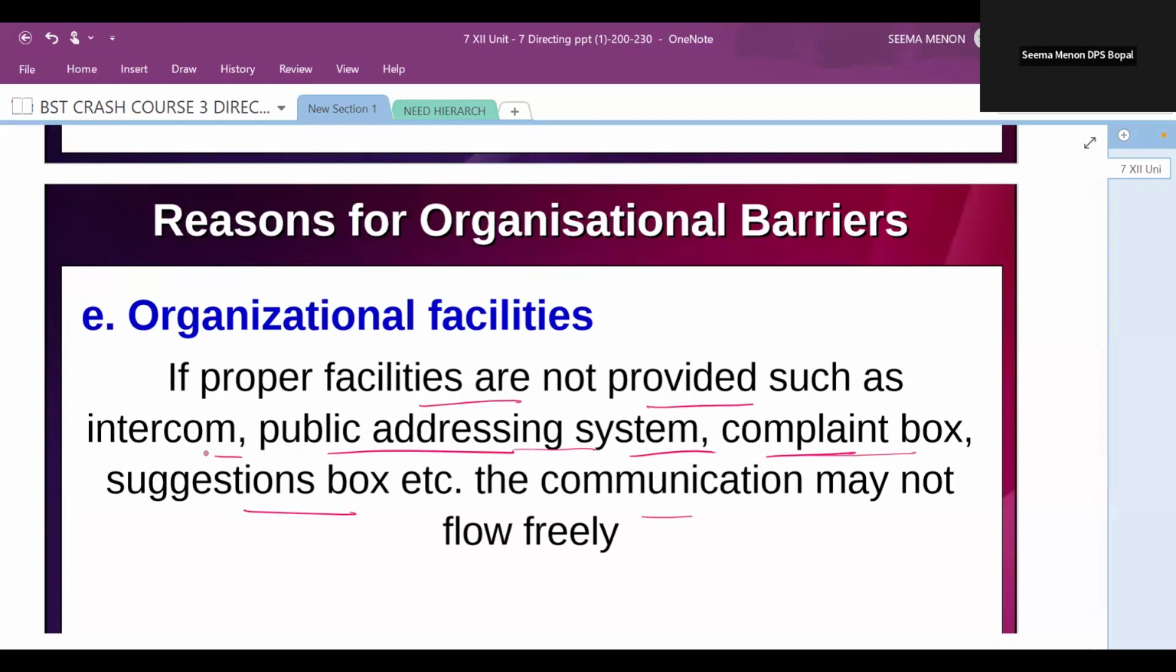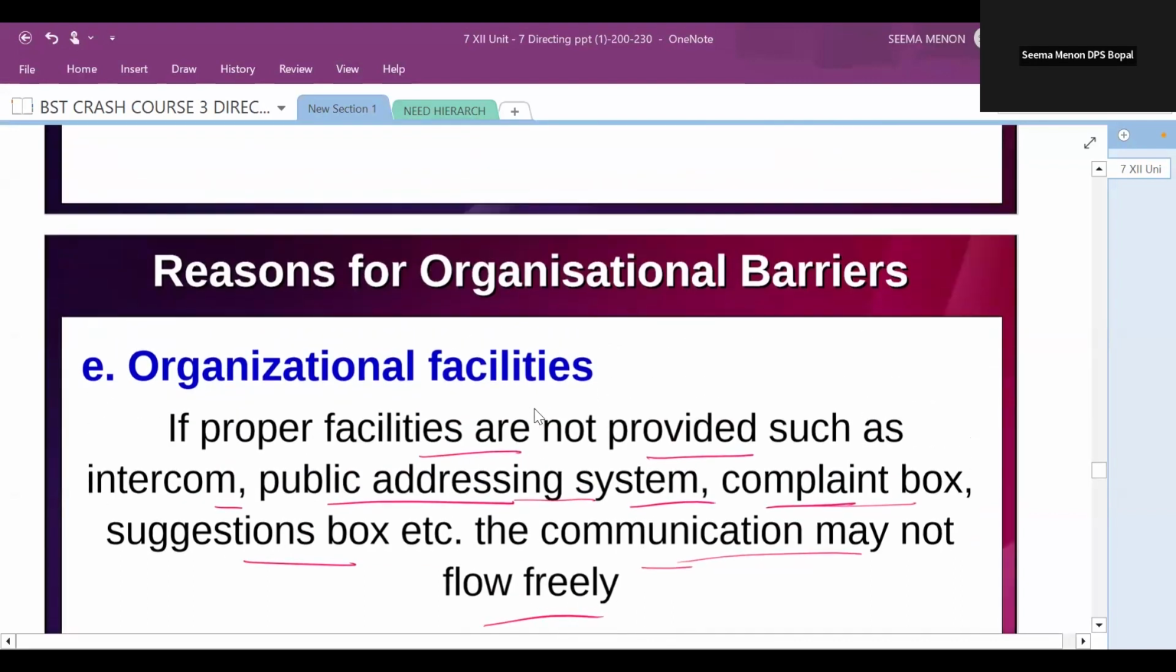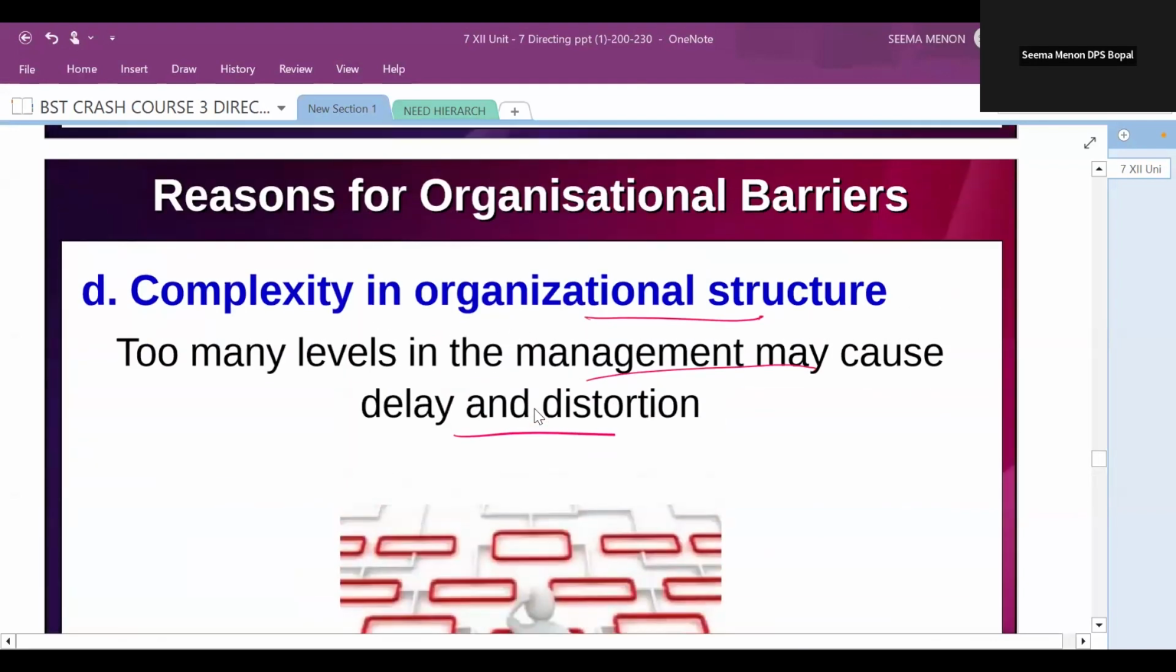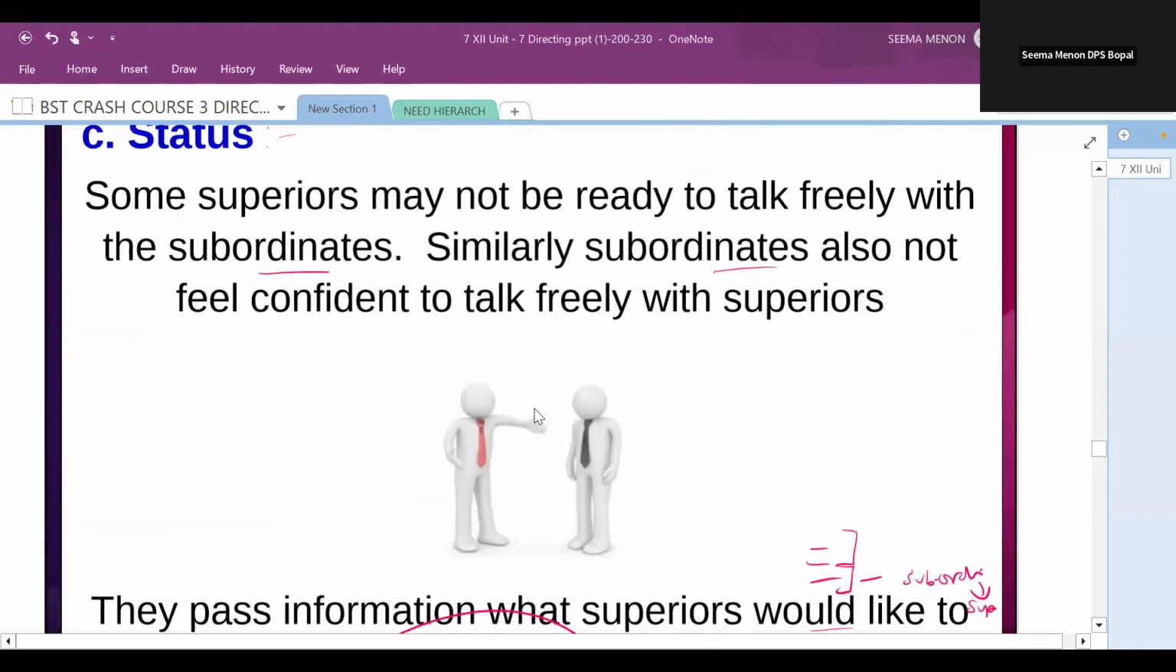Complaint box may not be there. Suggestion box may not be there. The communication may not flow freely. That time also, the communication may not be freely flowing. There can be a delay in the communication. I hope you are able to understand whatever we discussed. Definitely, organizational barriers are not an easy task if you go through the case study.